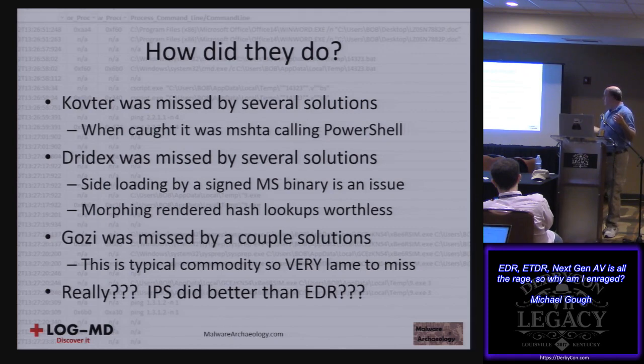Dridex was missed because of their side loading scenario. As it morphed, the DLL hashes were not known. So if the solutions were more like a next-gen AV or a hash-detection repo, which a lot of them have, large hash repos, they did not know about the morphs, because every time Dridex reboots, the DLL would morph.